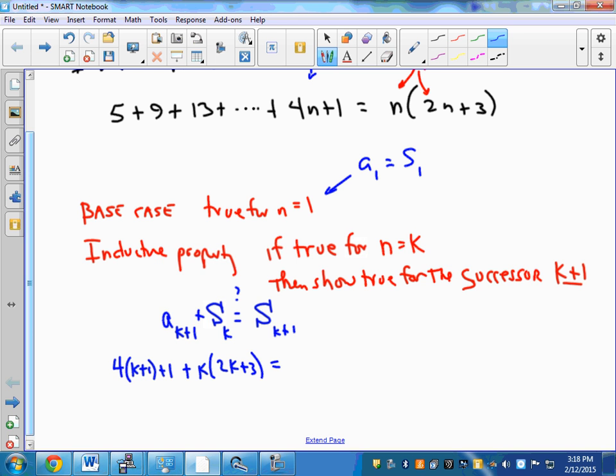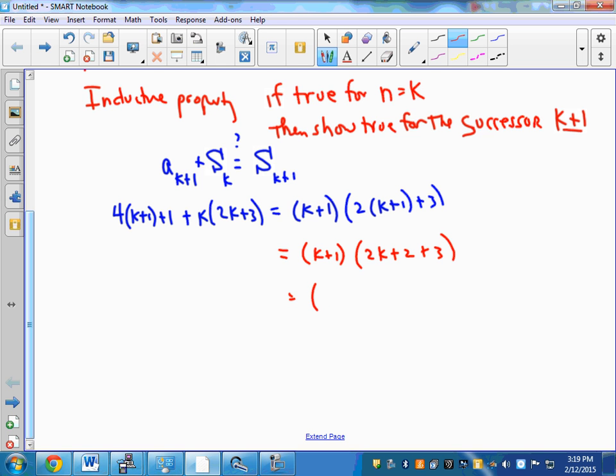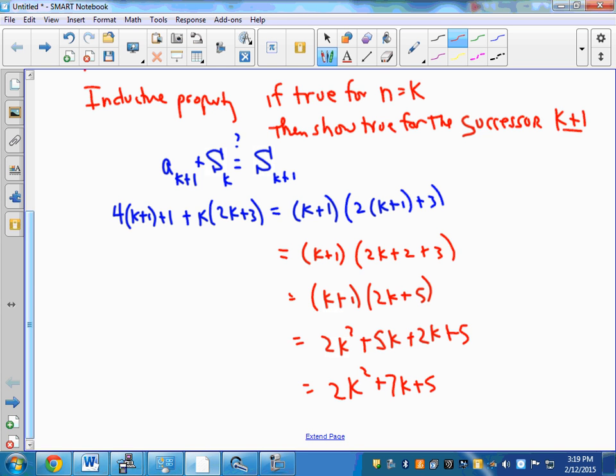Somehow we would have to show this is equal to the (k plus 1)th partial sum, which is (k plus 1) times (2 times (k plus 1) plus 3). Now, if the statement is valid, this will be true. Just doing some scratch work to see where we might head with this. This is k plus 1 times (2k plus 2 plus 3), or (k plus 1)(2k plus 5), or if you want 2k squared plus 5k plus 2k plus 5, or 2k squared plus 7k plus 5, and this should be the same thing.